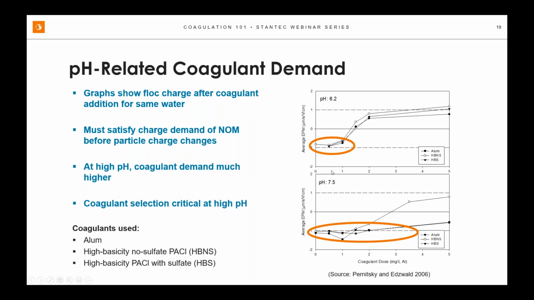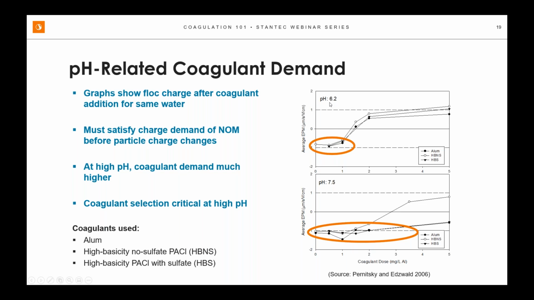So this graph, again, has milligrams of aluminum, okay? If you needed to mentally convert that to milligrams of alum, multiply by 11. So 2 milligrams of aluminum is 22 milligrams of dry alum. For this particular water, we've got electrophoretic mobility, which is kind of like zeta potential. Think of this as particle charge, without getting into all of the voodoo science behind this. 0 is neutral, positive charge above, negative charge below. So particles start in this particular water as negatively charged particles, and we start to add coagulant.